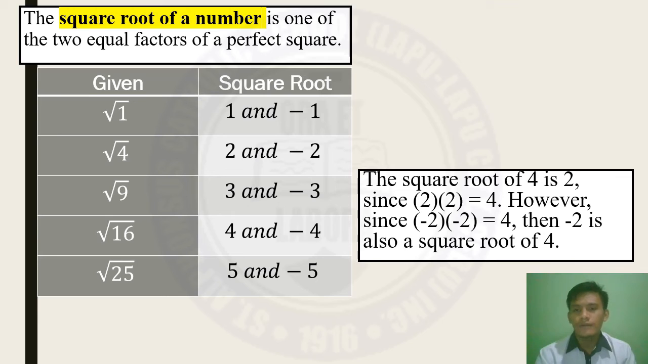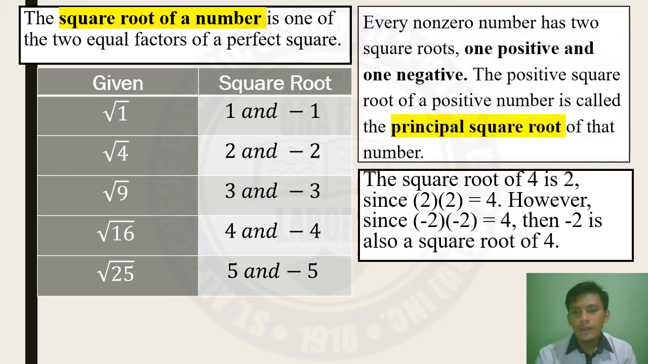The square root of 4 is 2, right? Yes, because 2 times 2 is equal to 4. However, since negative 2 times negative 2 is also equal to 4, then negative 2 is also a square root of 4. Square root of 9: 3 times 3 is equal to 9, and negative 3 times negative 3 is also equal to 9. That's why the square roots of 9 are 3 and negative 3.